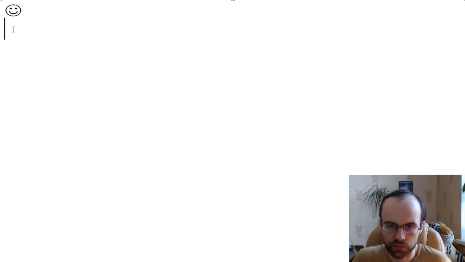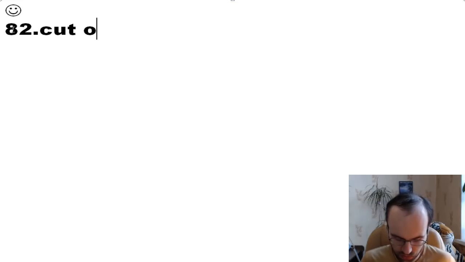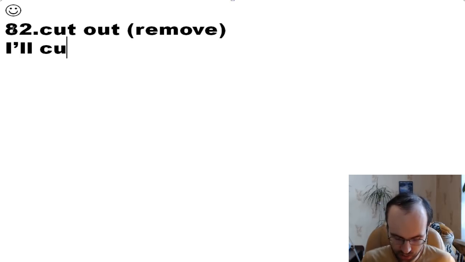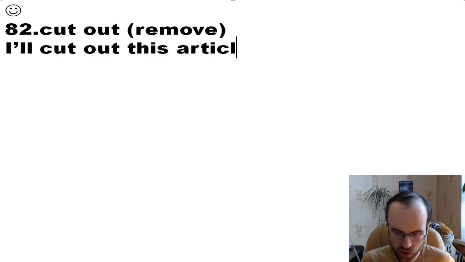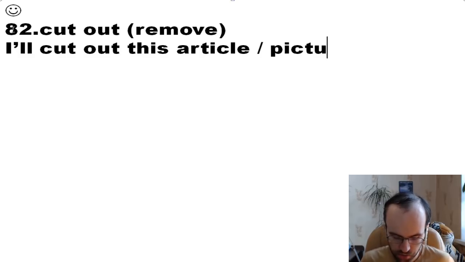Cut out. Remove. Okay, I'll give you an example and it will be much easier to understand. I'll cut out this article. So I'll use my scissors to cut it out. I'll cut out this article, or I'll cut out this picture.